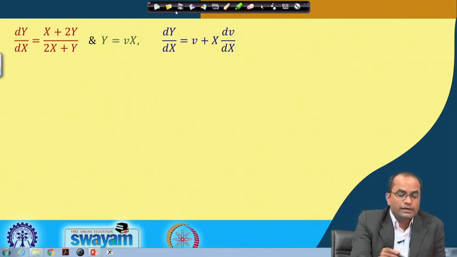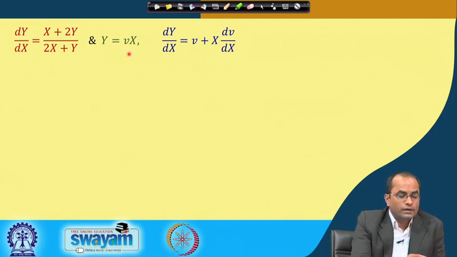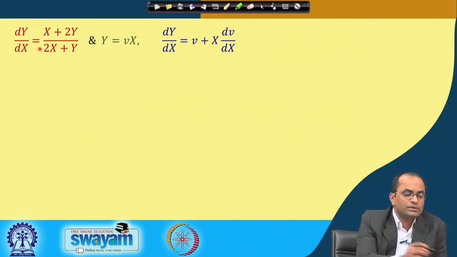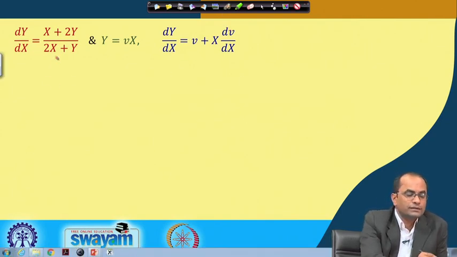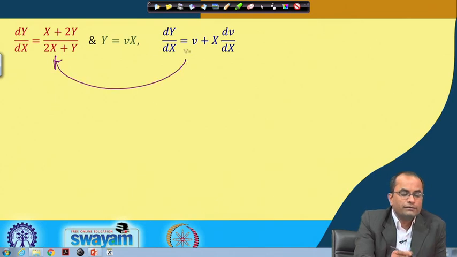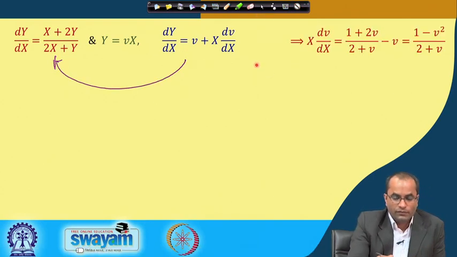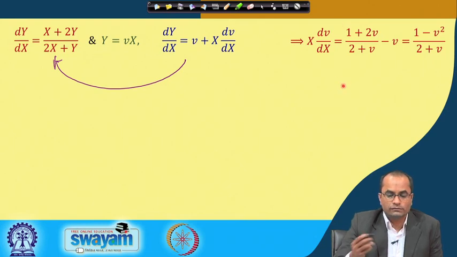And now, we have already this, that dY over dX is this, this was our equation, the homogeneous equation. We have substituted this, which leads to dY over dX is equal to V plus X dV over dX. So, we substitute now back to the equation here, and we will get this equation, which is a separable equation, and now we can bring this big X to the right hand side and these V to the left hand side.